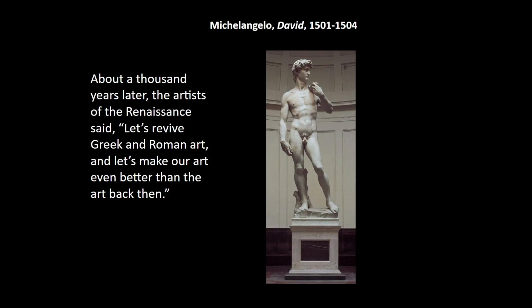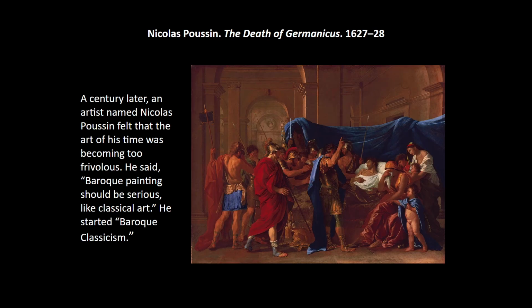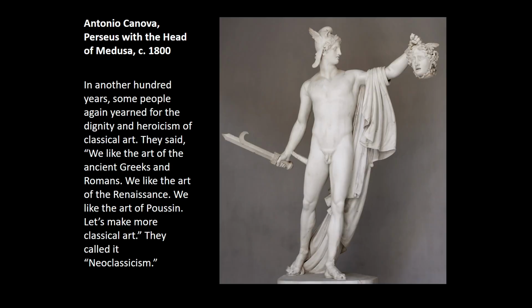And then about 1,000 years later, the artists of the Renaissance said, let's revive Greek and Roman art, and let's make our art even better than the art back then, which is the idea. And they mostly do that by making it Christian subjects. As you can see here, we got David, a biblical figure. And then, a century later, an artist named Nicolas Poussin felt that the art of his time was becoming too frivolous, so he said Baroque painting should be serious like classical art. So he started Baroque classicism. Remember that from the Baroque era.